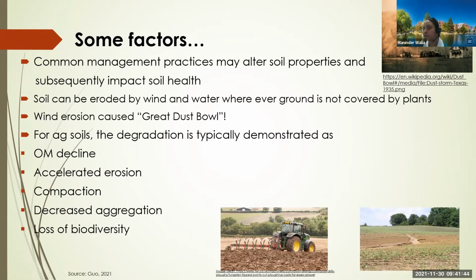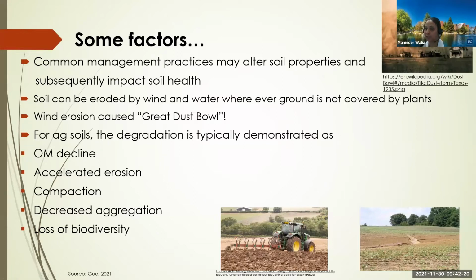Another example is tillage. Tillage deteriorates the soil structure, leads to a reduction in the aggregates, and promotes organic matter mineralization, thus leading to significant degradation of soil health of the cropland soil. The degradation from these common management practices is typically demonstrated as reduction in organic matter and accelerated erosion, as you can see in one of the pictures on the extreme right.